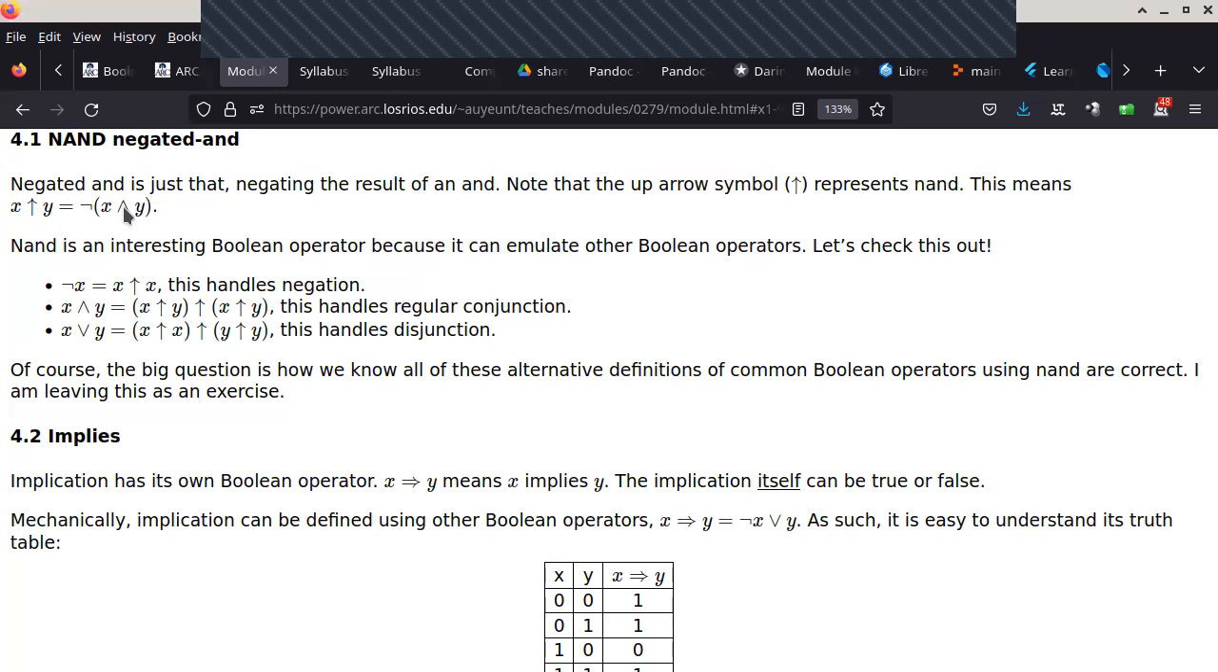But NAND is interesting because this is the one operator that you need to make up the rest of the operators. So negation can also be done using NAND. The negation of X can also be done with X NAND X. And then X and Y can be done with (X NAND Y) NAND (X NAND Y). And then X or Y can be done as (X NAND X) NAND (Y NAND Y). All right?